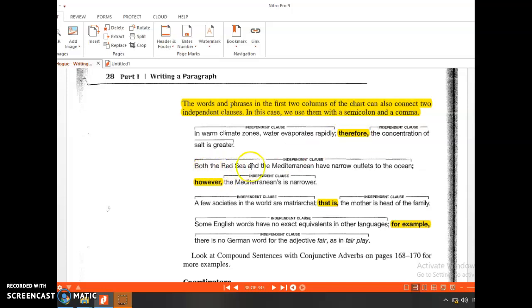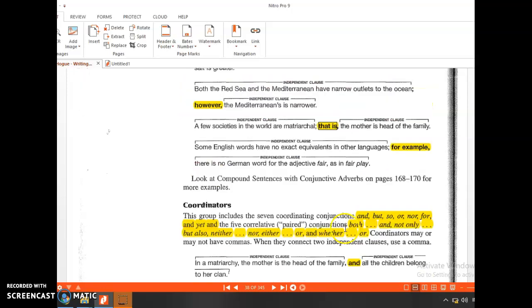And then this one: both the Red Sea and the Mediterranean have narrow outlets to the ocean. However is to compare the previous sentence to the next sentence. However means namun. A few societies in the world are matrilineal. That is, the mother is the head of the family. That is, yaitu. Okay. Some English words have no exact equivalent in other languages. For example, blah blah blah. Okay, so you can connect two independent clauses with transitional signals.